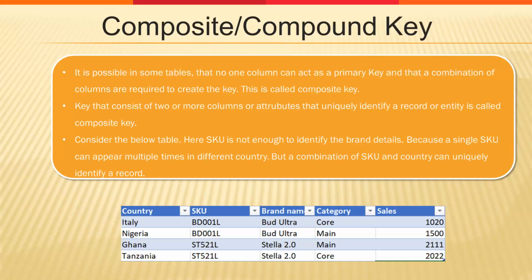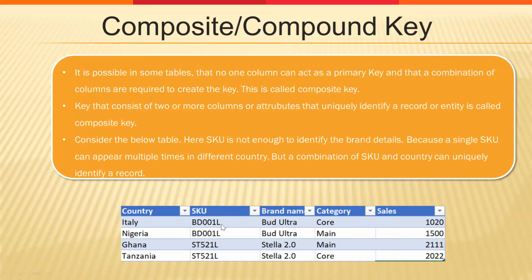For example, if you see in this database, SKU has BD001L and BD001L, which is a duplicate, and brand name also has duplicates. Category has core and main. Sales ID is unique here, right? So this is going to be a primary key. To make a primary key from the others, we can use SKU and category. If we merge these two columns, it is going to be unique.